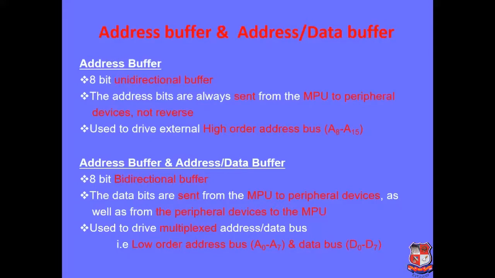Address buffer and address data bus buffer. The address buffer is an 8-bit unidirectional buffer. The address bits are always sent from microprocessor to the peripheral devices like memory or any other input-output devices. They are unidirectional. They are used to drive external higher order address bus A8 to A15. Address data buffer is an 8-bit bidirectional buffer. The data bits are sent from microprocessor to the peripheral as well as peripheral to the MPU. It is used to drive multiplexed address and data lines: lower order address bus A0 to A7 and data D0 to D7.